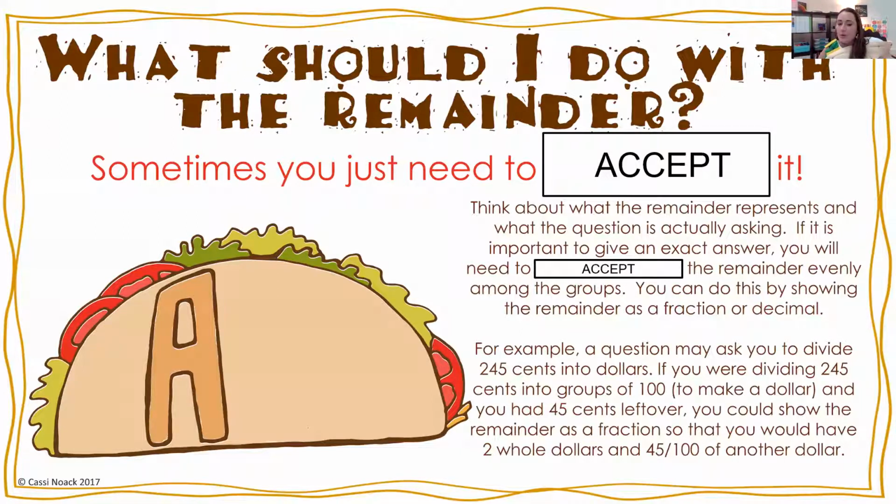You can do this by showing the remainder as a fraction or a decimal. For example, a question may ask you to divide 245 cents into dollars. If you were dividing 245 cents into groups of 100 to make $1, and you had 45 cents left over, you could show the remainder as a fraction, but we're not at fractions yet this year. So I'm going to show you how we would solve that on my paper, okay?